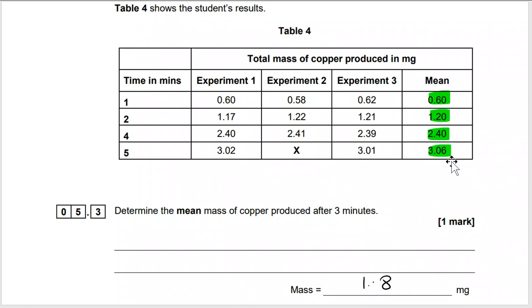There is a slight anomaly with 5, but it doesn't impact on the result. And you would have been okay if you'd gone slightly away from 1.8 on either side.